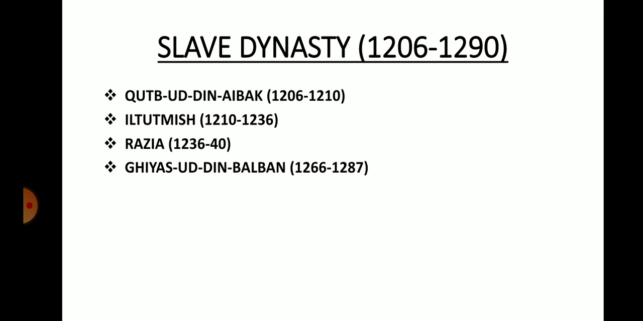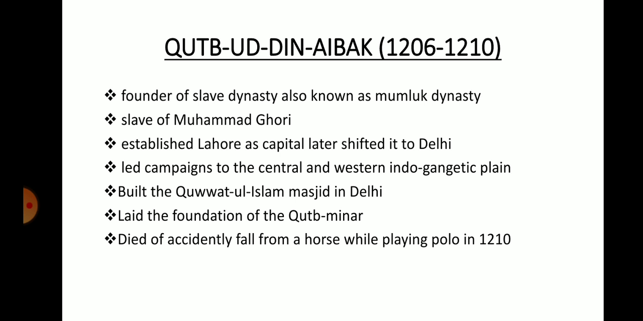As we studied just now, the founder of the Slave Dynasty is Qutbuddin Aibak. He was a slave son of Muhammad Ghori, and he was only the Governor General. His father made him only the Governor General, but after his father's death, he declared himself as the king. His dynasty is also known as the Mamluk dynasty. Mamluk means slave in Arabic language.